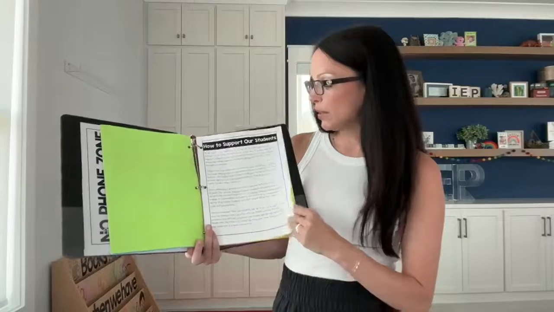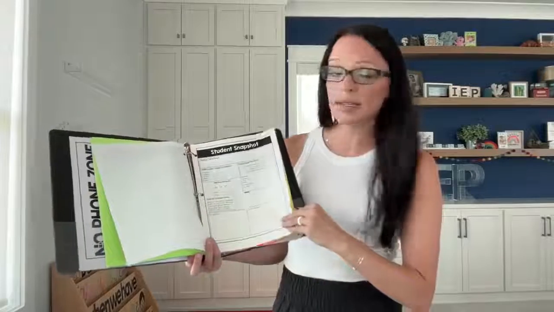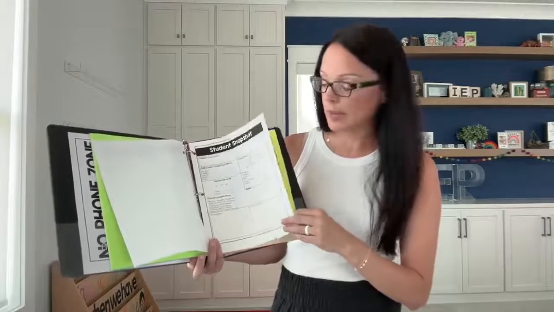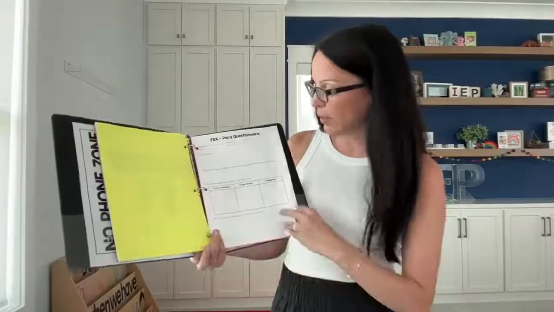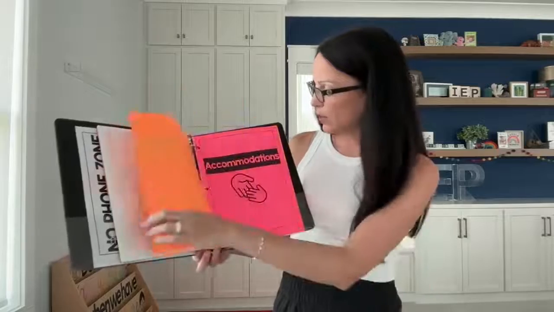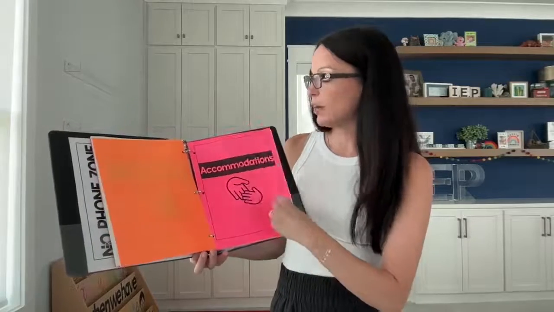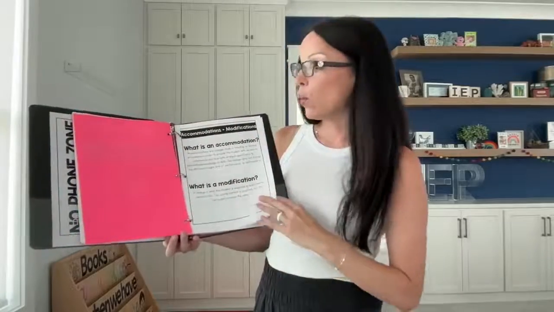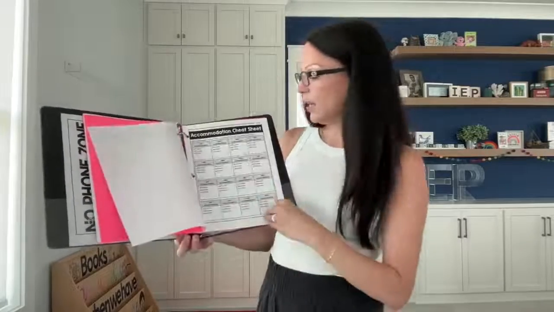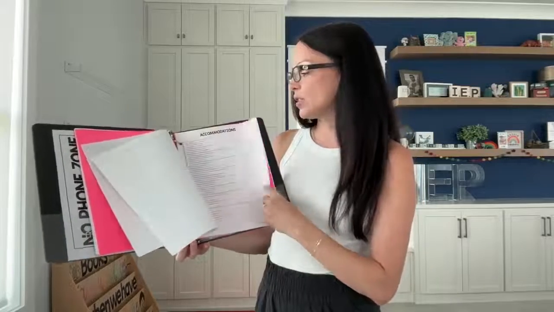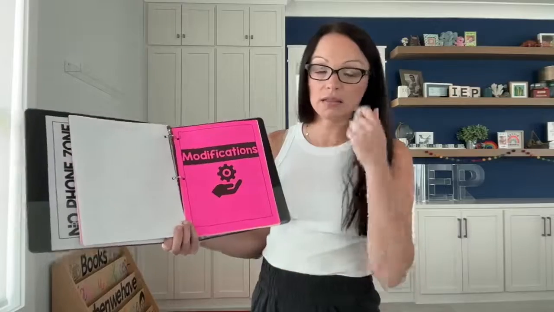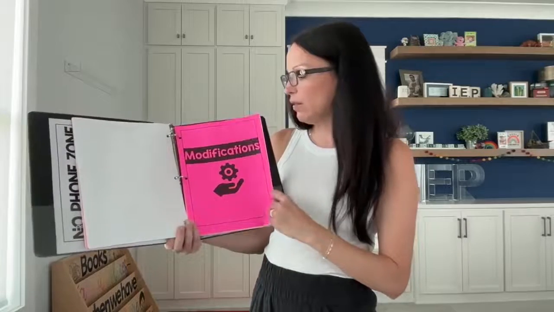How to support our students, so here's just a little note that you can add in with it. Student snapshots, again, you can print those IEP snapshots and student snapshots right from the systems that your school is using. You have behaviors, so FBA para questionnaire. You have reminders, accommodations, so you could have an accommodation checklist, what students are receiving what accommodations, what is an accommodation, what's a modification. Here's their accommodation cheat sheet. You're going to go ahead and add that in. And then there are some pages for just additional accommodations that they may need to use with students that they can keep track of.